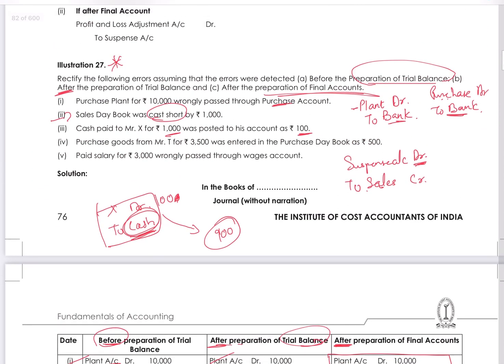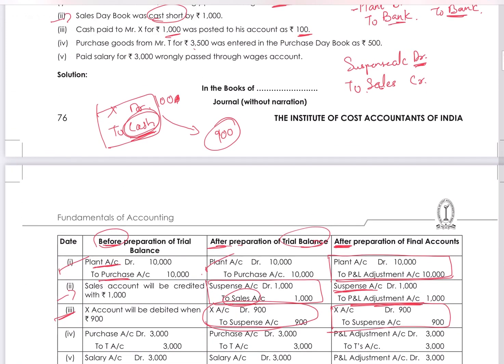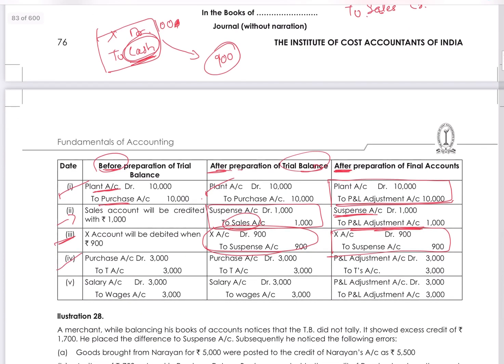Purchase of goods from Mr. T for 3,500 was entered in the purchase day book as 500. Again here, wrong purchases were booked. What should the purchases be? 3,500, but they booked it as 500. What should be the entry? Purchase of goods means purchase account debit, and it is on credit, so to T. So purchase account debit to T, because purchase is a nominal account, it's an expense, so we debit the expense. Once you understand one is debit, the other should be credit, so T should be credited.